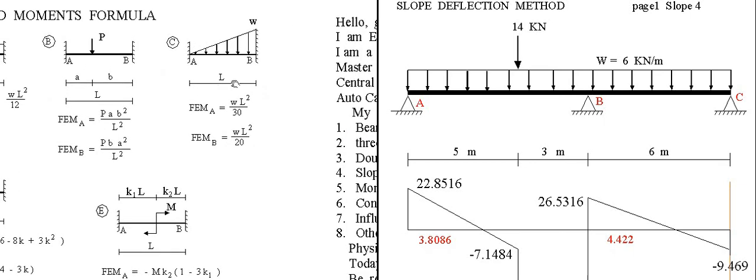Next we have the triangular load. Fixed end moment at A is WL square over 30. Fixed end moment at B is WL square over 20. Now the moment at B is bigger than the moment at A because the load is nearer to B.